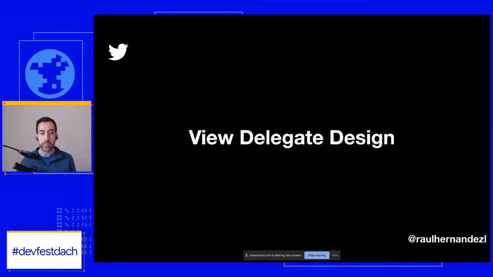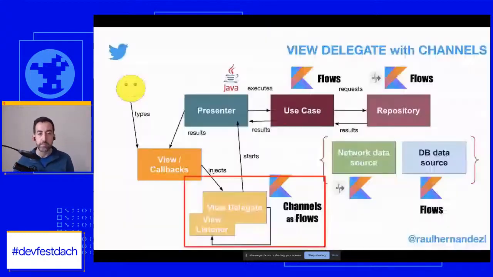Now let's go to the view delegate. So what we have here, the view delegate now is expecting to trigger in this mechanism. And let's see what we had before, how we can change that into channels as flows in this case.